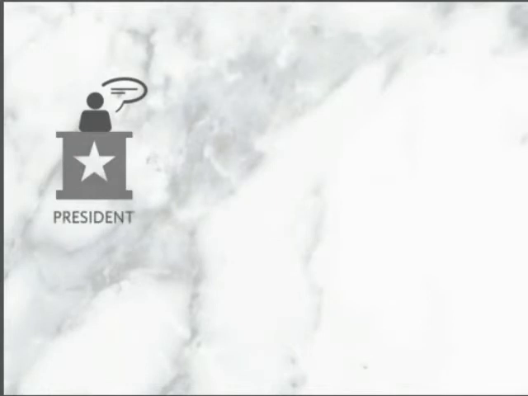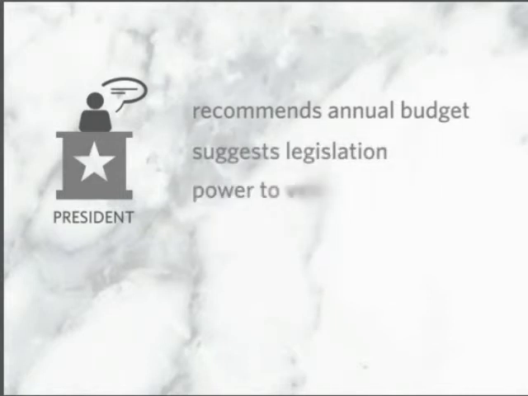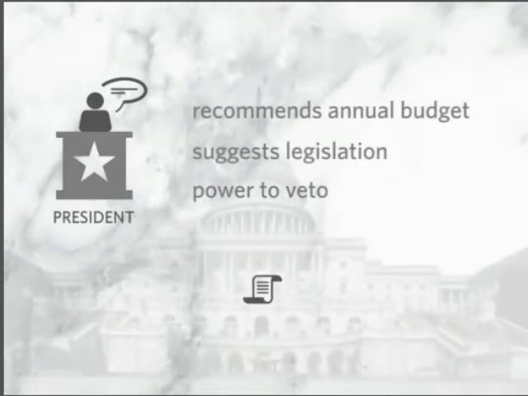While the engine of legislative ideas and action is Congress itself, the President has influence in the legislative process as well. The President recommends an annual budget for federal agencies and often suggests legislation. Perhaps more significantly, the power to veto legislation can affect the content of bills passed by Congress.